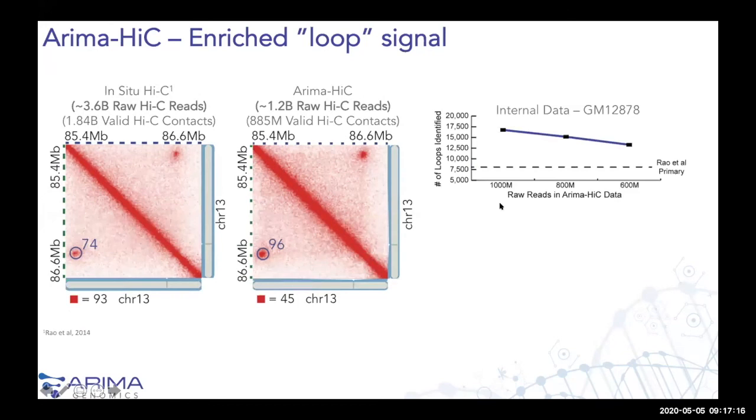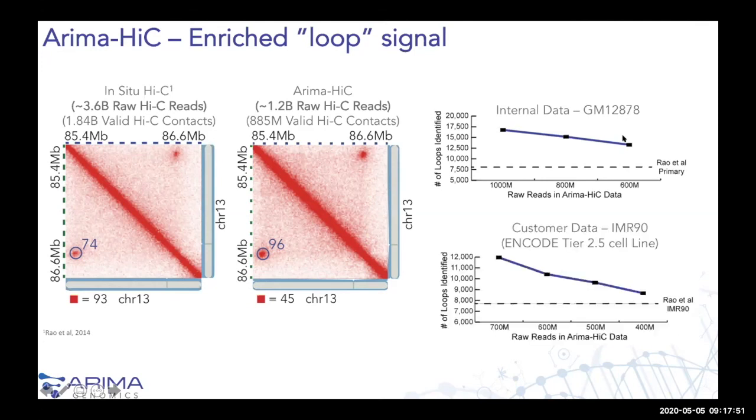And to take this one step further, what we did is we took the 1.2 billion raw read Arima Hi-C data set and we subsampled that down to 1 billion reads, 800 million reads, 600 million reads, and we called loops using the open source tools called Juicer and HiCUPS. And I'm just plotting the total number of loops that we find compared to the 3.6 billion read published in situ Hi-C data set. And what we find is just that the number of loops that you can detect is about 50% higher, despite having a sixth of the total sequencing depth.